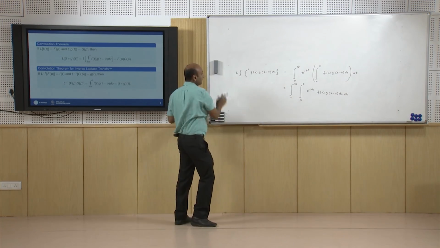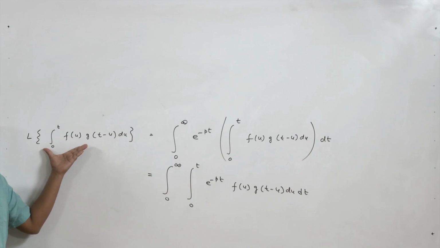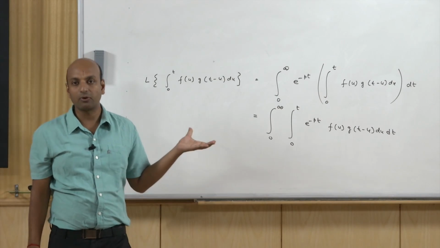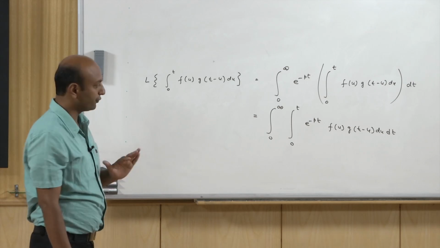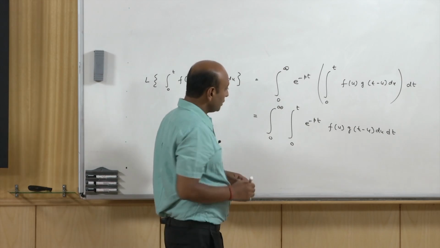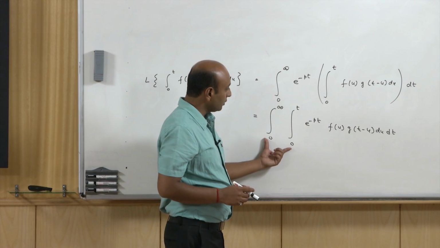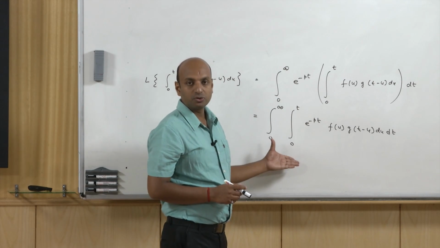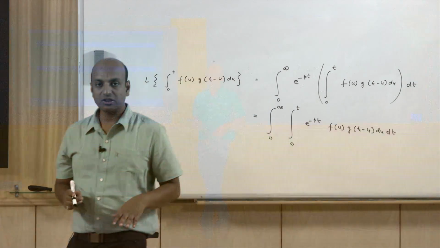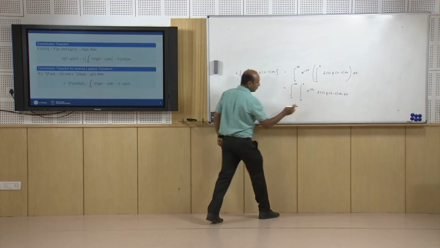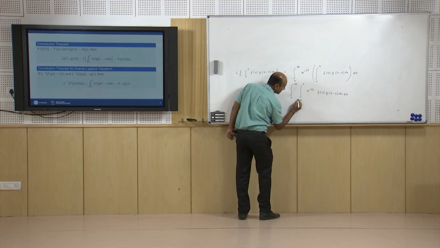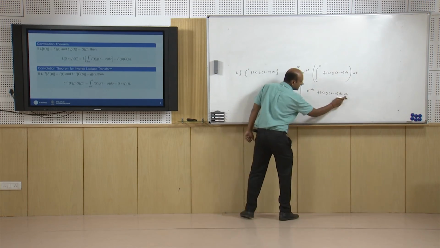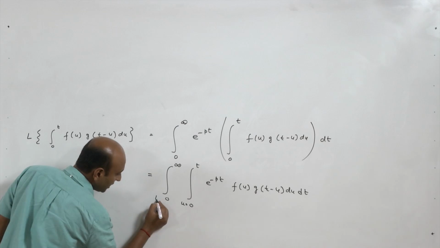Basically we have to show that this expression is nothing but the Laplace transform of f(t) into the Laplace transform of g(t). This we have to prove. In order to simplify this expression, we will use change of order of integration. First we have du, so these are the limits for u, and this is dt, and these are the limits for t.